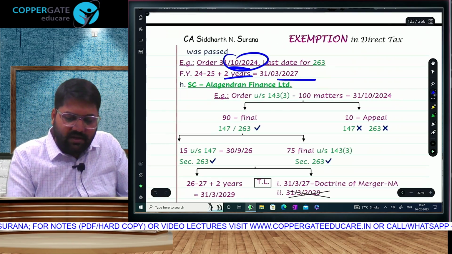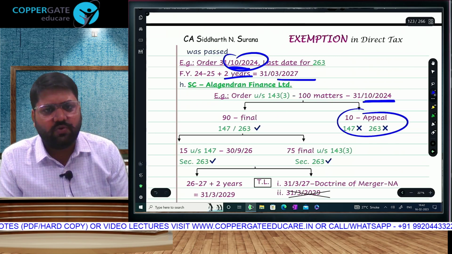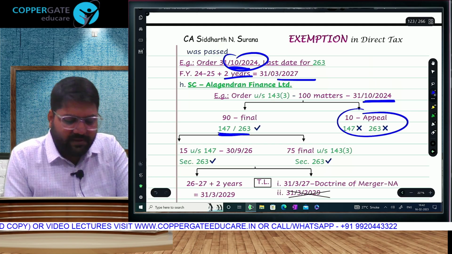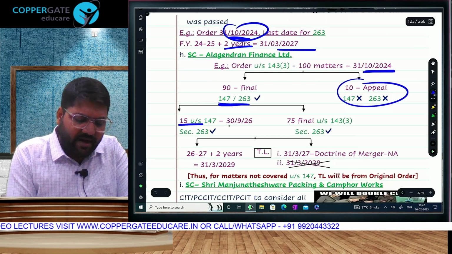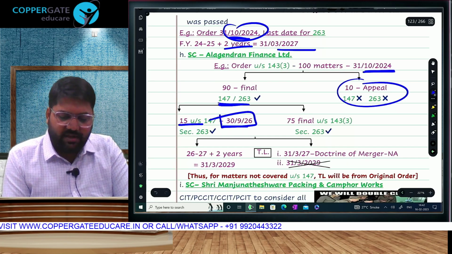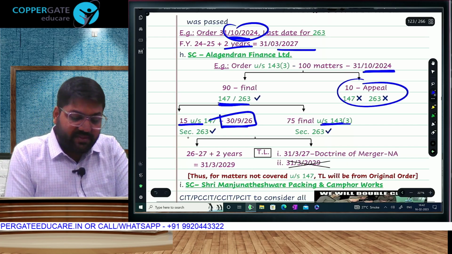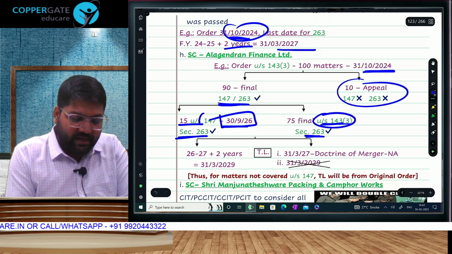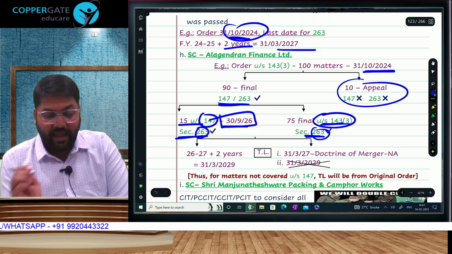For example, if the order was passed on 31st October, anything that has gone in appeal, obviously there is no question of reassessment or revision or anything. But anything that has not gone in appeal, can we do reassessment also? Can we do revision? Yes. Supposing 15 matters went under reassessment and the reassessment order is passed on this date. And the remaining 75 are therefore final in scrutiny assessment. Ultimately, even this can be revised, even this can be revised, because regular assessment or reassessment, it is done by the AO and 263 will be done by the CIT. So, it can be done.